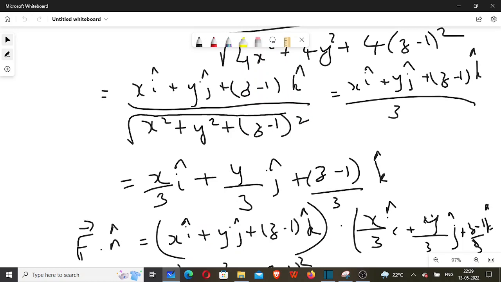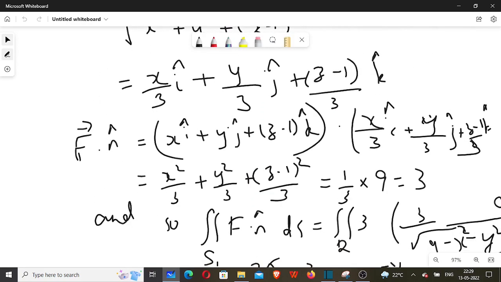The given sphere is x² + y² + (z-1)² = 9. So the square root of that is 3, and n is equal to (x/3)i + (y/3)j + ((z-1)/3)k. Now F dot n is equal to (xi + yj + (z-1)k) dot ((x/3)i + (y/3)j + ((z-1)/3)k), which is equal to x²/3 + y²/3 + (z-1)²/3, which is equal to (1/3) into 9, equal to 3.